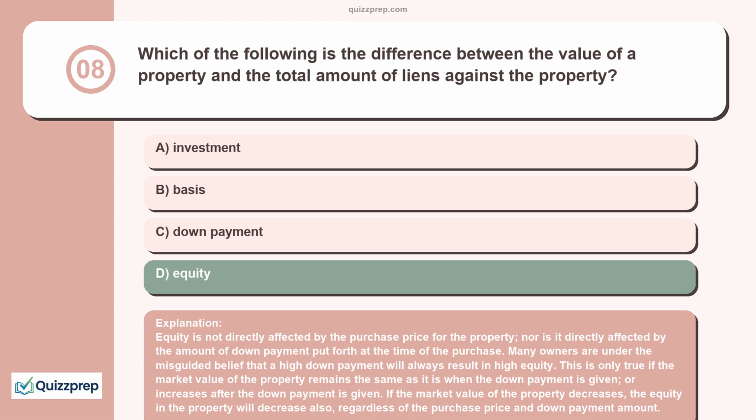Many owners are under the misguided belief that a high down payment will always result in high equity. This is only true if the market value of the property remains the same as it is when the down payment is given, or increases after the down payment is given. If the market value of the property decreases, the equity in the property will decrease also, regardless of the purchase price and down payment amount.